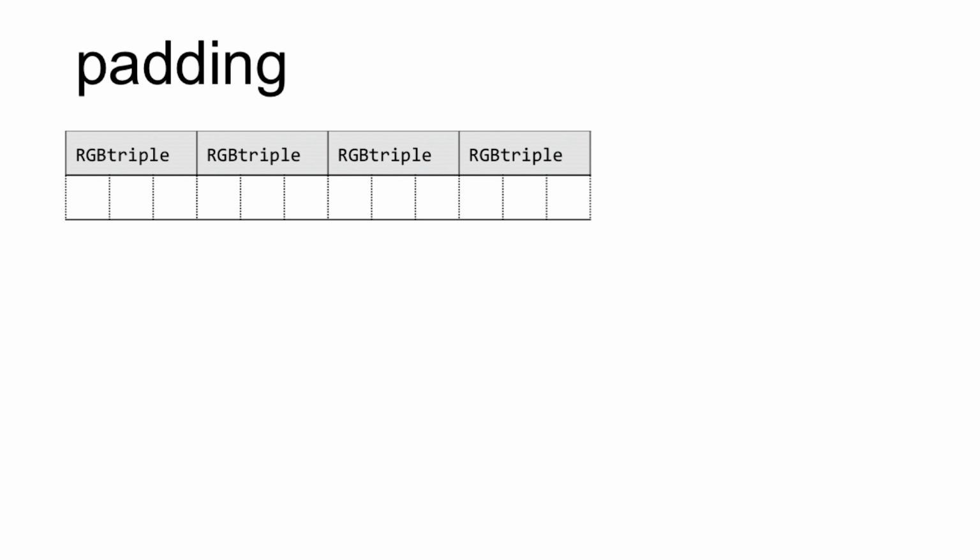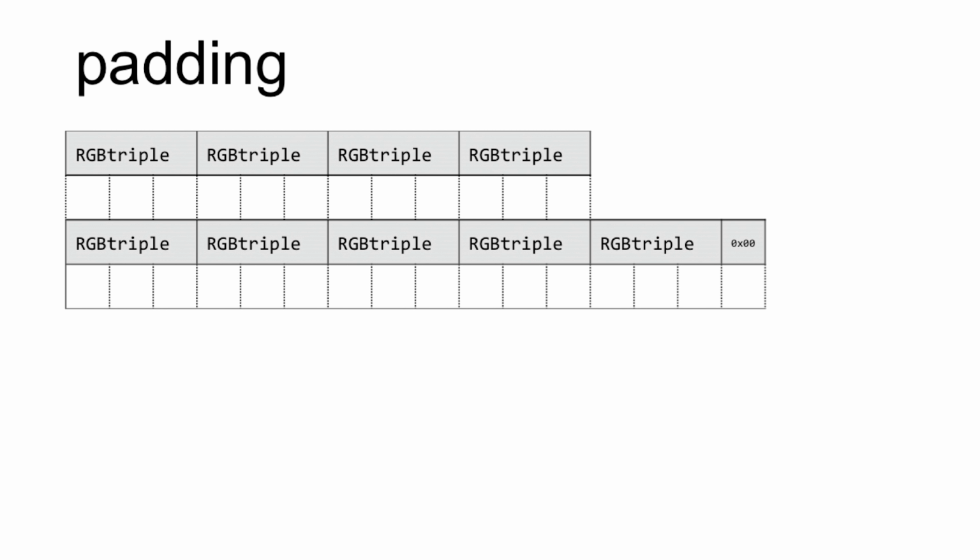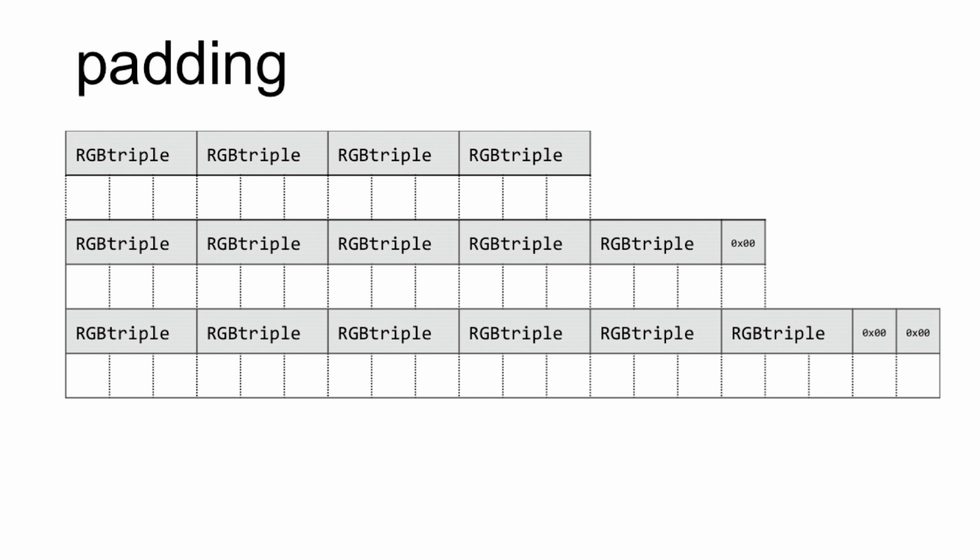Here's an example where I have 4 RGB triples. Each triple is comprised of 3 bytes, so 4 triples, 3 bytes each, that's equal to 12 bytes. Because that's a multiple of 4, I don't need any padding. Now say I have 5 RGB triples. 5 triples times 3 bytes each equals 15, not a multiple of 4. So I need to add 1 unit of padding in order to reach a multiple of 4 bytes.